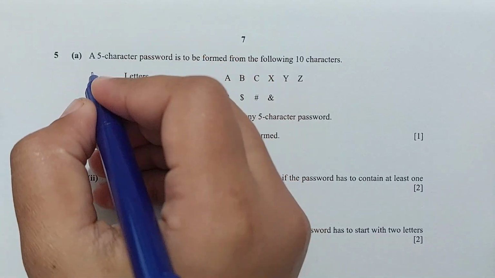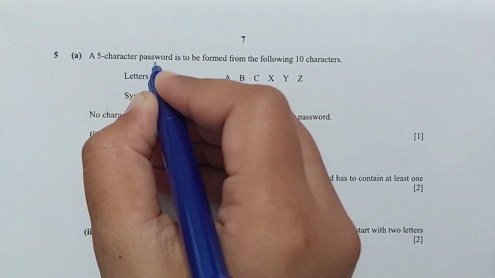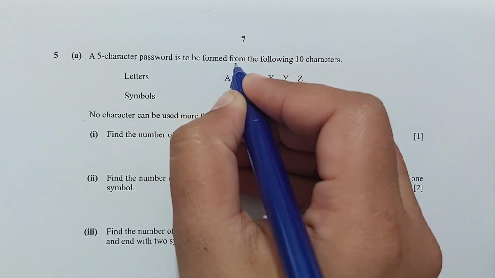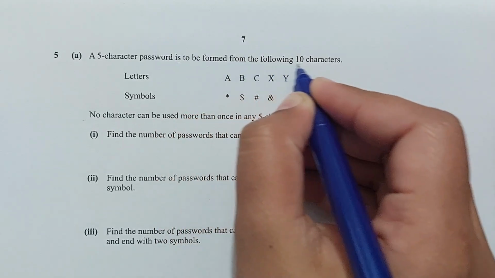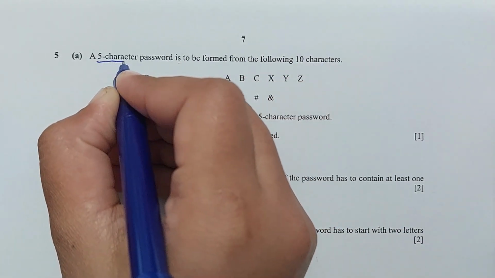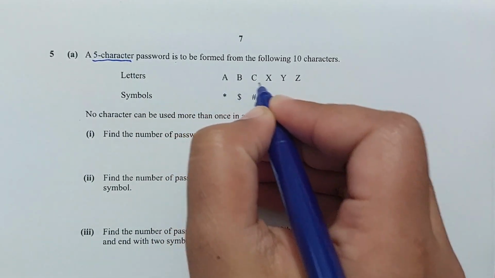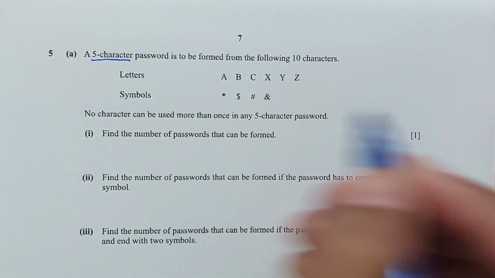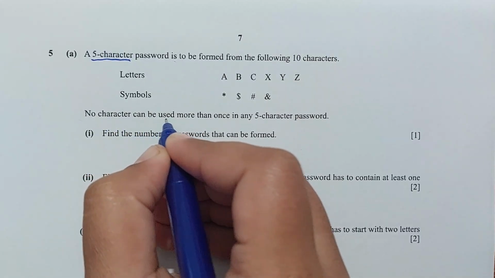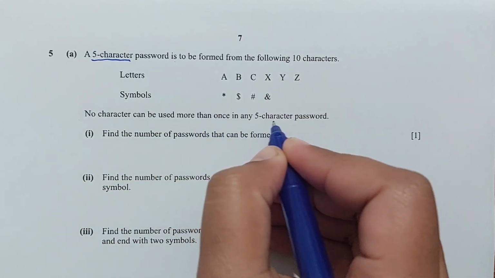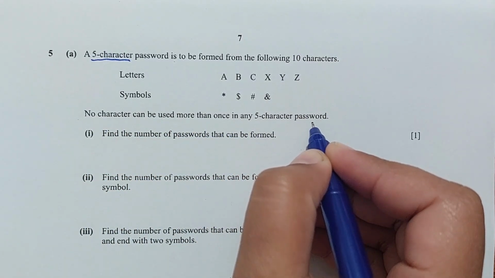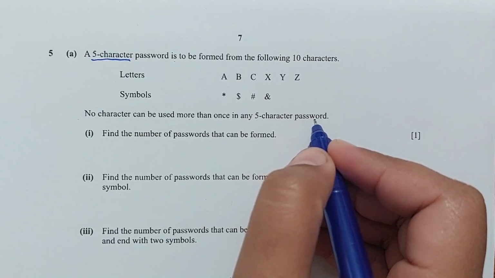Question number 5, part A. A 5-character password is to be formed using the following 10 characters. We have letters and symbols: 6 letters and 4 symbols. No character can be used more than once in any 5-character password. So no repetition means it involves permutation.